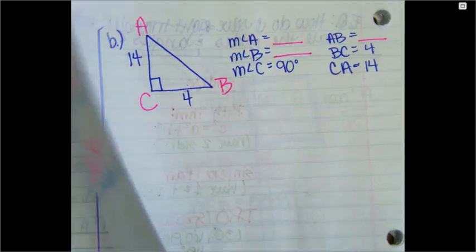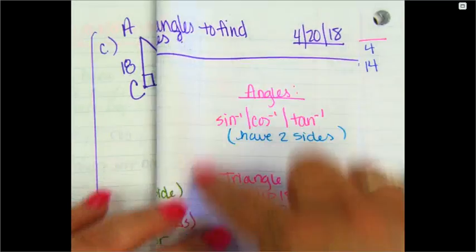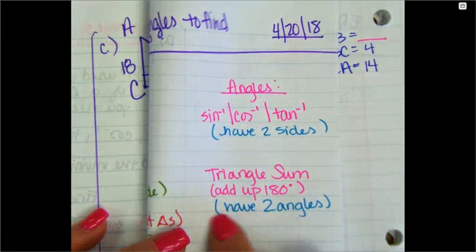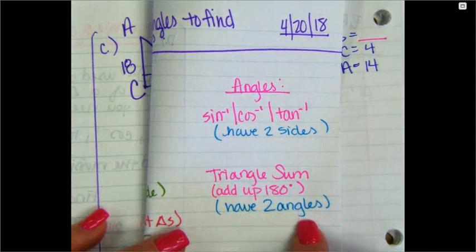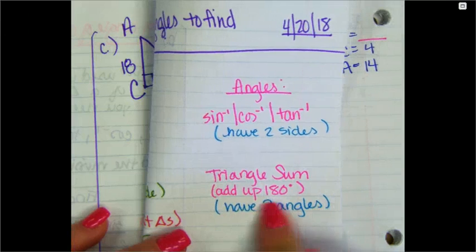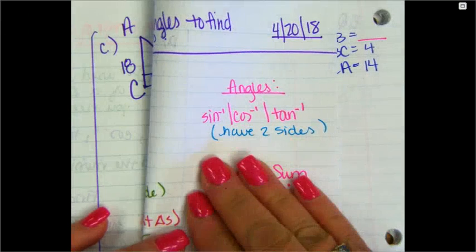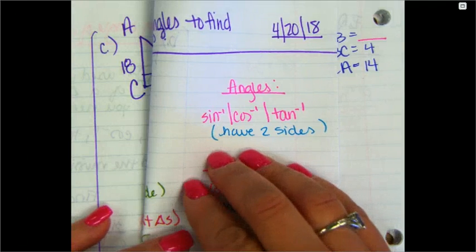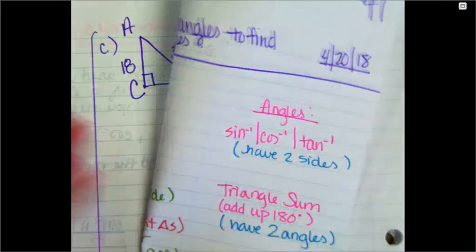So where are you? You should be looking under angles, and you know that you have what? 2 sides. Do you have 2 angles? No. So if I don't have 2 angles, guess what I don't get to use? I don't get to use triangle sum. But what do I get to use? Sine inverse, cosine inverse, tangent inverse. Understood? Okay, so set that up.